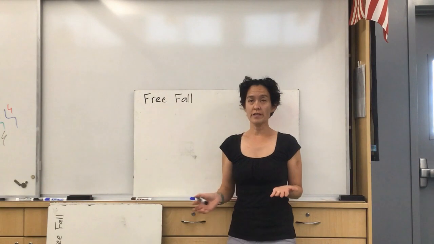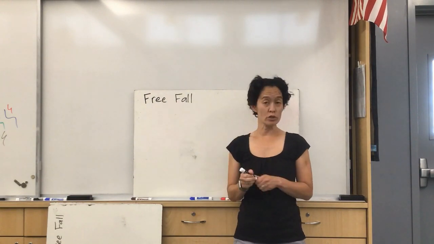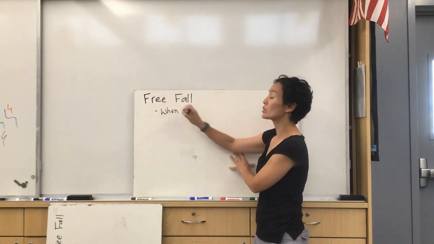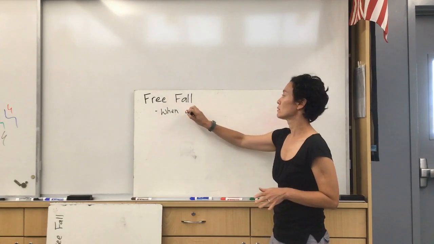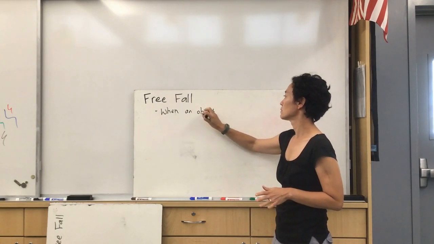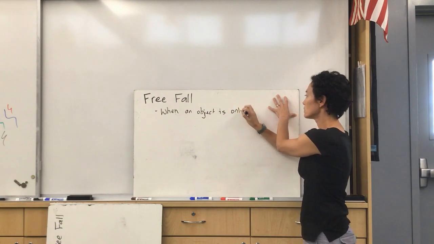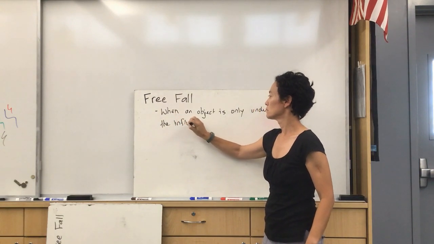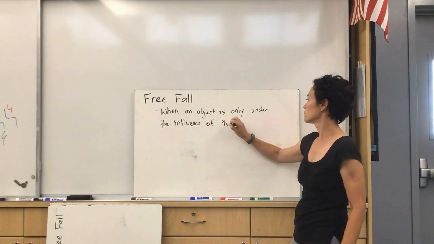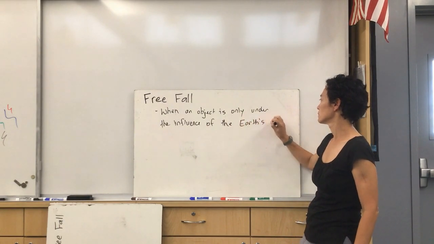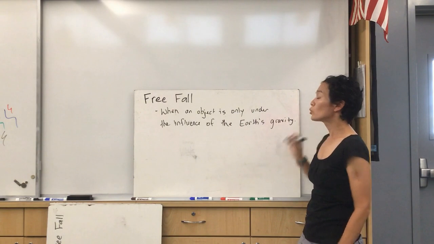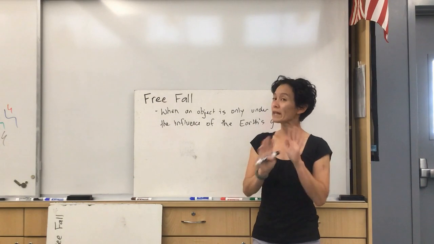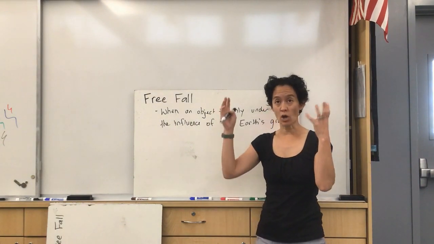So free fall, this is now looking at when objects are moving in the vertical direction, and free fall is a specific case for when an object is only under the influence of the Earth's gravity. So right now we're saying gravity is the only force that is affecting the object's movement, how it's falling. Right now we're not going to look at any air resistance. So gravity is just the only thing affecting it.